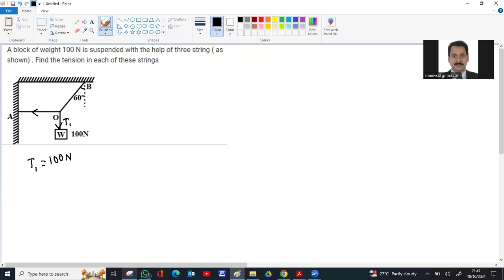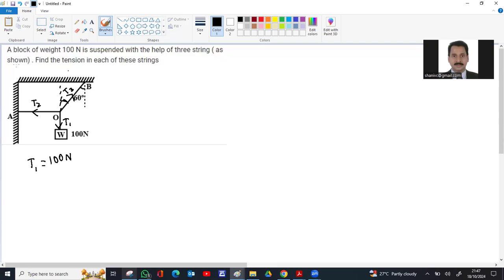This you can mark as T2 because it's pulling the mass to the left. Then this string, the tension you can mark as T3, it's pulling the mass up. The angle made at the top with the vertical is 60 degree. If you draw a dotted line here, if this is 60, this angle will be 60 degree.